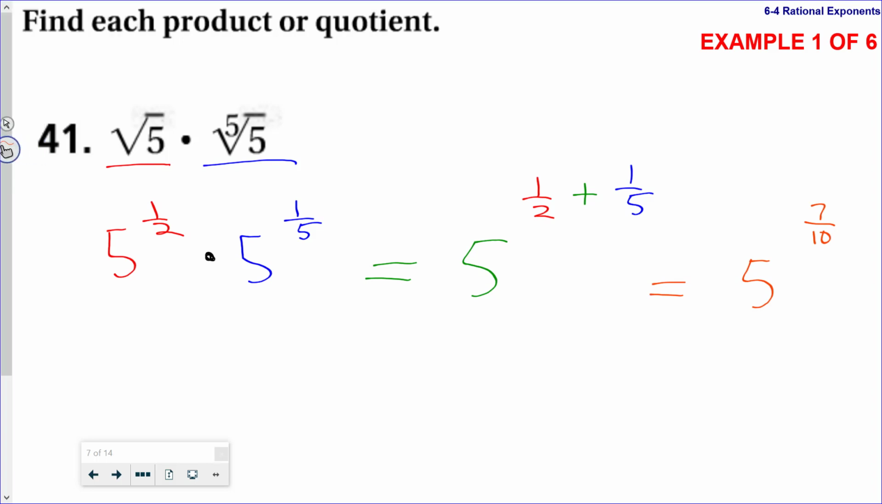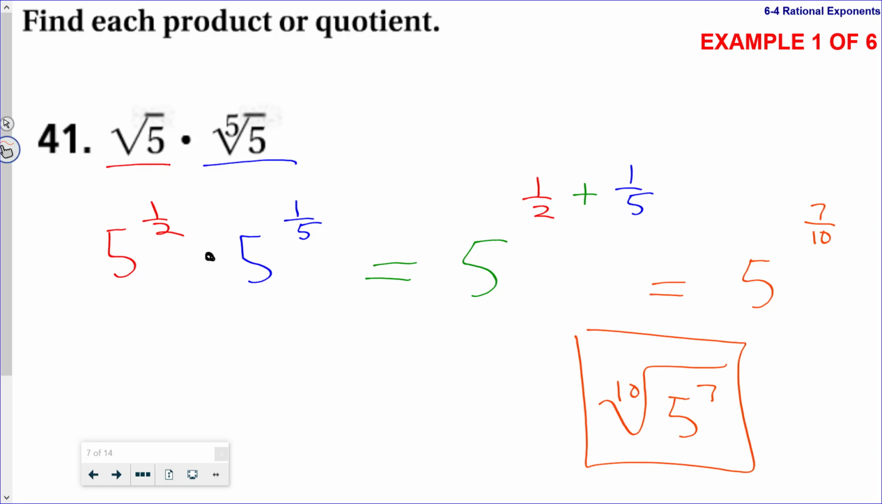The original expression was in radical form, so we must put our answer in radical form. So what is 5 to the 7 over 10 power written in radical form, Diavion? The 10th root of 5 to the 7th. Yes, the 10th root of 5 raised to the 7th power. So the square root of 5 times the 5th root of 5 is equal to the 10th root of 5 to the 7th power. Any questions on number 41?